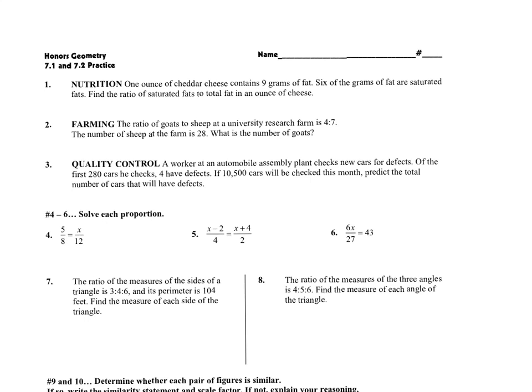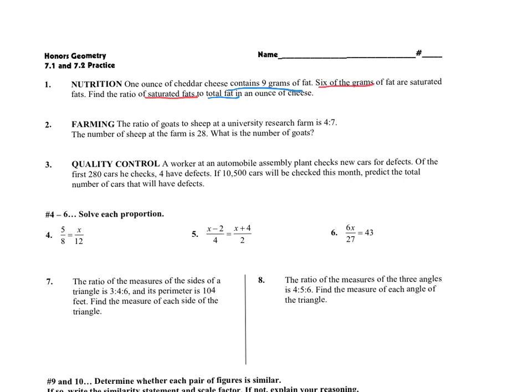So looking at problem number 1: an ounce of cheddar cheese contains 9 grams of fat and 6 grams of saturated fat. Find the ratio of saturated fats to total fats in an ounce of cheese. Right here it tells us that's going to be our numerator and that's going to be our denominator. In the given information, 9 grams of fat is our total, and 6 grams of fat is our saturated.